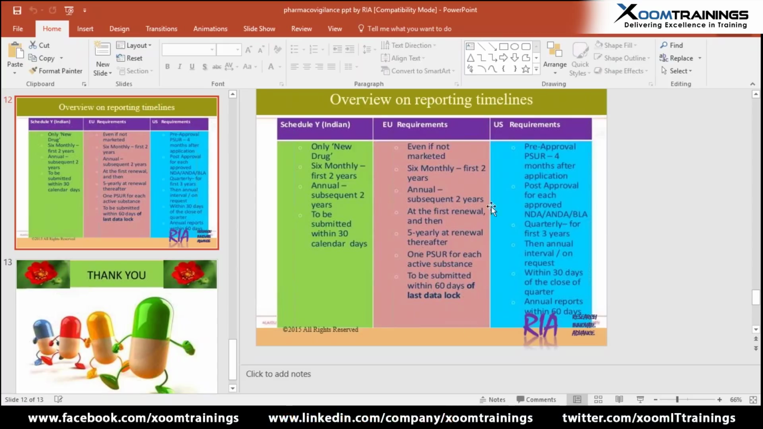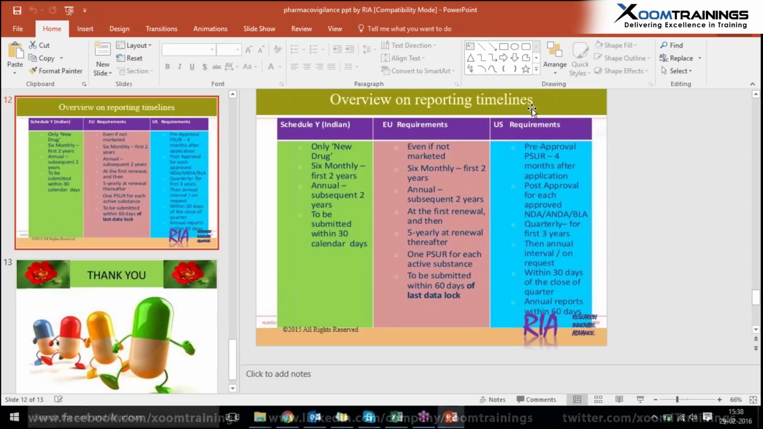So if the drug is not marketed, the database is not locked. Then within 60 days, we have to submit the adverse events information. And the US will have some other requirements, like a pre-approval PSUR 4 months after application, and post-approval for each approved NDA (new drug application), ANDA (abbreviated new drug application), and BLA, quarterly for the first 3 years. For every 4 months, we are going to report in the first 3 years, then annual. After 3 years, we will be reporting annually. On request, within 30 days of the close of the quarter; annual reports within 60 days.